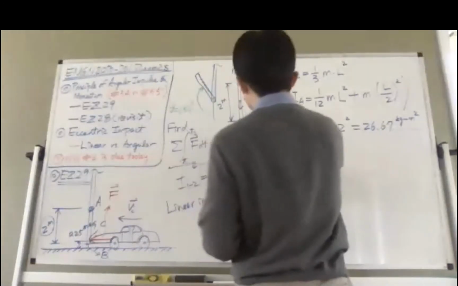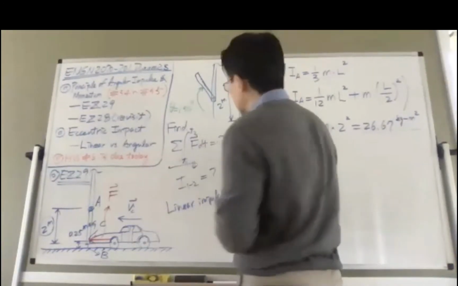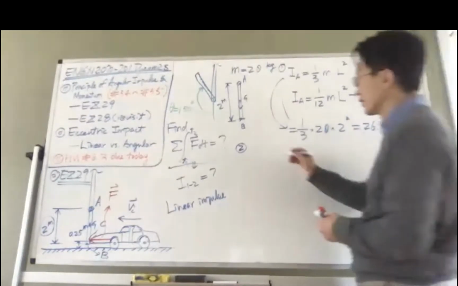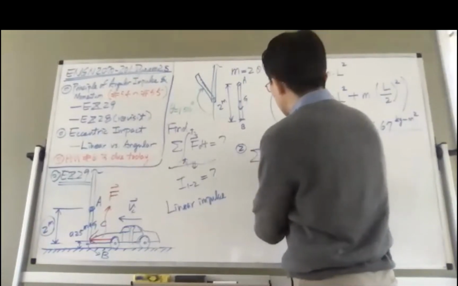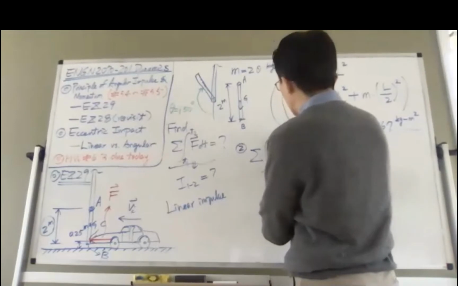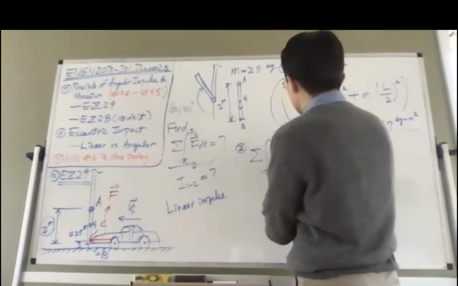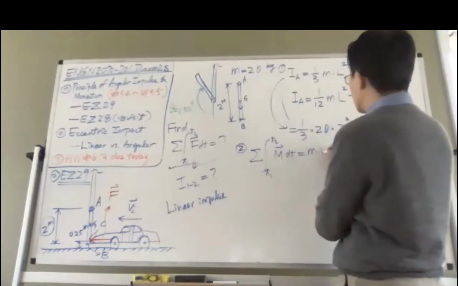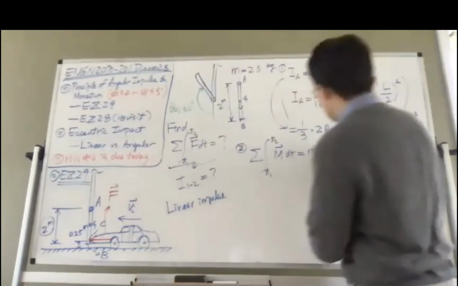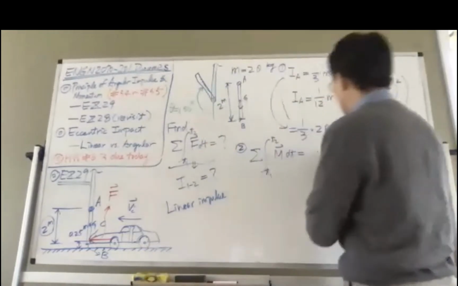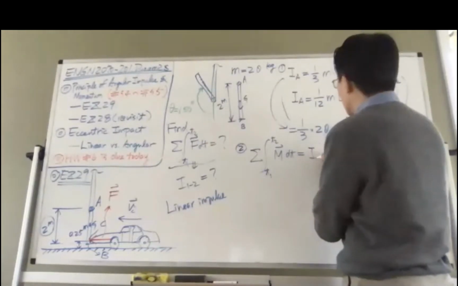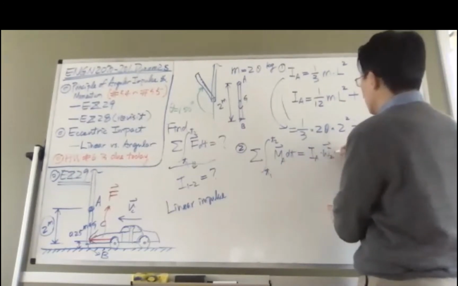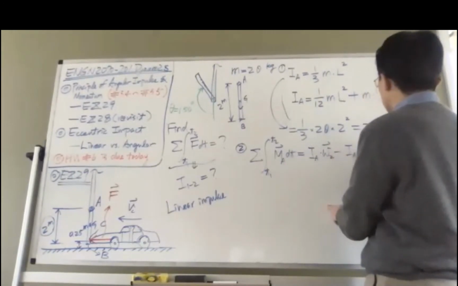Now, secondly, we're going to plug everything into the conservation of angular impulse and momentum. From the conservation of the angular impulse and momentum, we know from T1 to T2, there is moment dt equals, not mass, this is the mass moment of inertia, Ia times omega 2 minus Ia times omega 1.